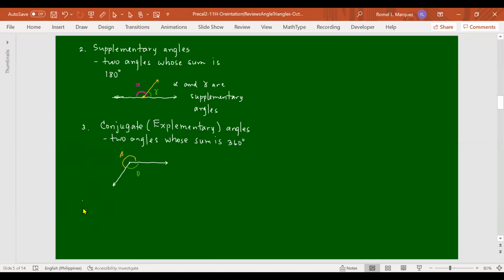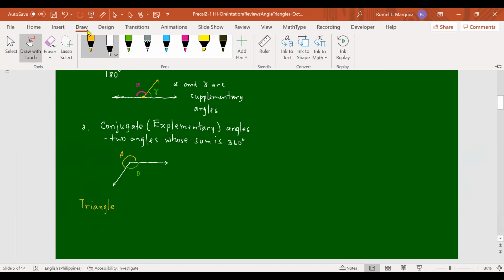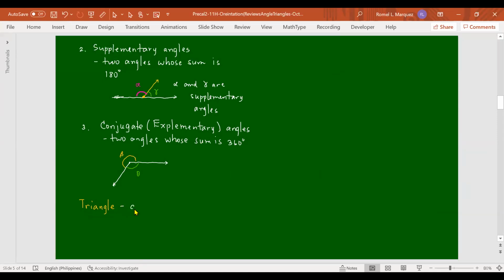So again, what is a triangle? A polygon with three sides. Three sides. So let's draw a typical triangle. So this is an example of a triangle.